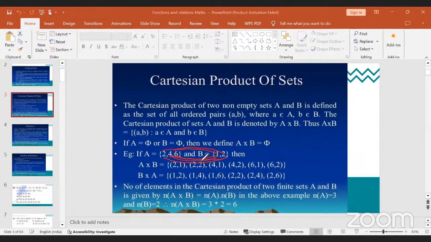B cross A means exactly the reverse of that. So the first element of the second set with the first element of the first set. That is (1, 2), (1, 4), (1, 6), like that it will come. Okay.